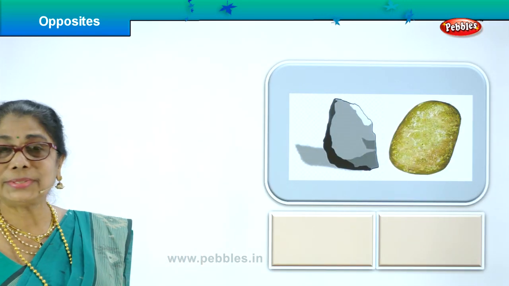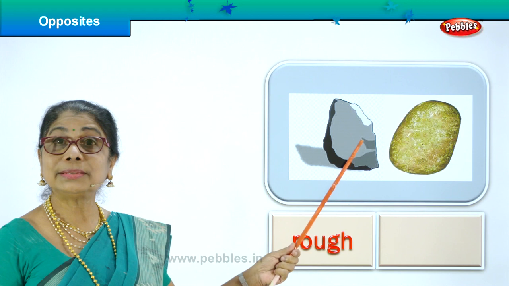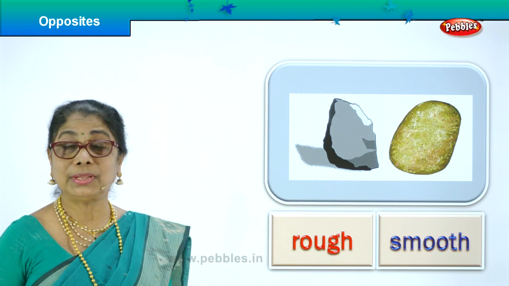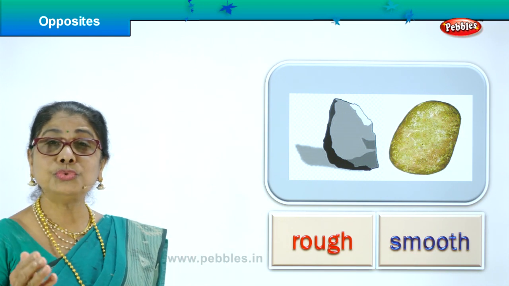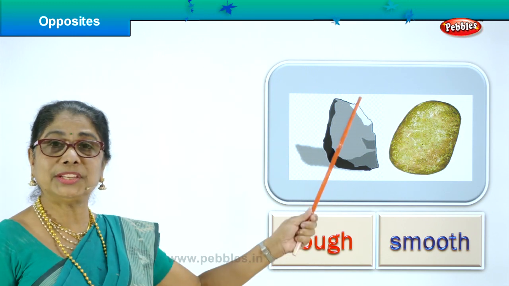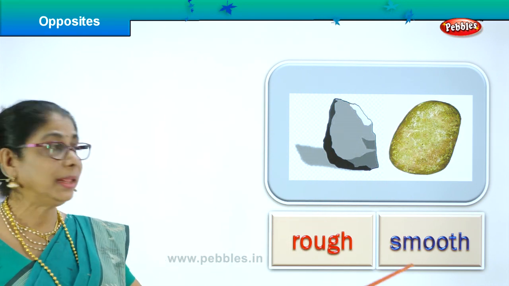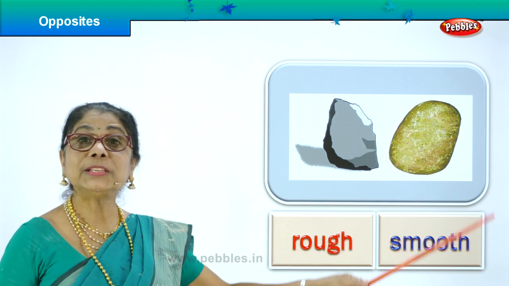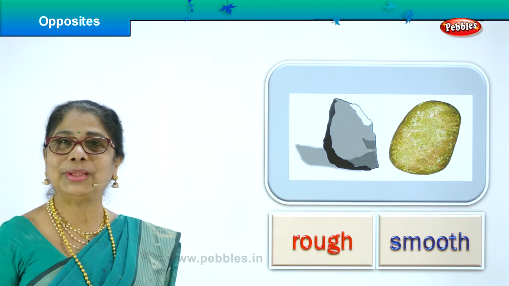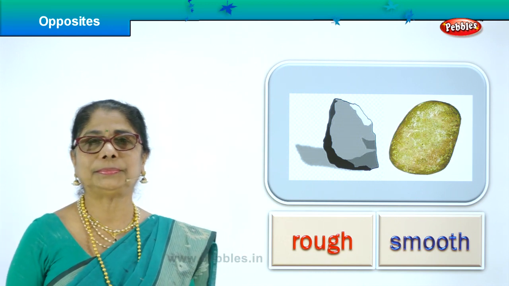What are we learning? Opposites. What is this? Rock. This is stone. The rock is rough. This is smooth. Look at the stone. Smooth. Some stones are smooth. Rough. R-O-U-G-H. Rough, rock, and smooth stone. Smooth spelling S-M-O-O-T-H. Smooth. Rock is rough. Stone is smooth. Opposite of rough, smooth. Good. Let's look at another picture.